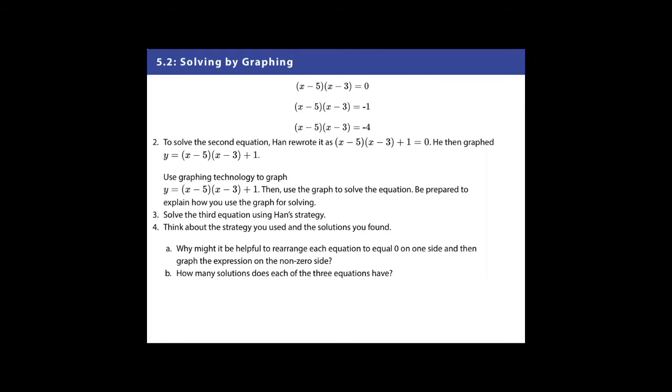We can think of it as finding the zeros of a quadratic function or finding the x-intercepts of the graph of that function. And then number 2, how many solutions does each of the 3 equations have? There are 2 solutions for the first equation, 1 solution for the second one, and no solutions for the last one.